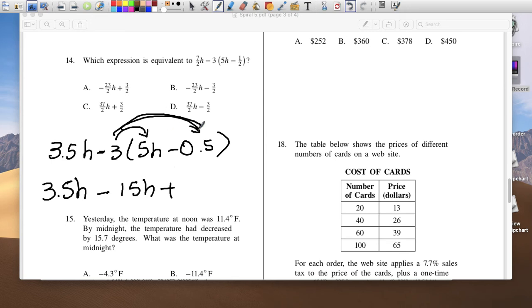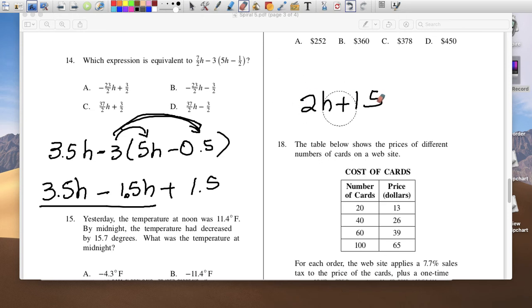It's going to be 1.5, and that's 1.5 positive. Combine like terms: I can combine these two, but I can't combine the 1.5 because that doesn't have a variable. So 3.5 minus, oops, this should be 1.5. 3.5 minus 1.5 is 2h plus 1.5. And is there anything that, what in heavens is going on? Oh, that was 15. Sorry. I thought that I messed up here.